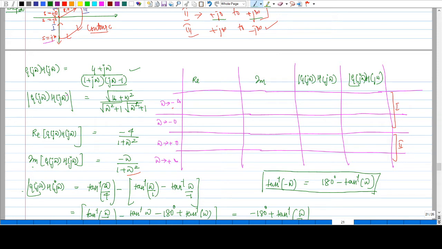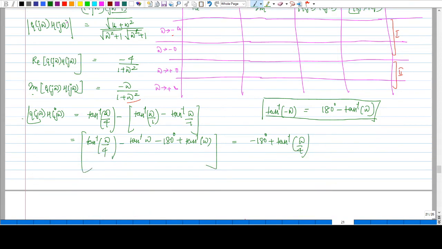The real part is minus 4 divided by 1 plus omega square, and the imaginary part is minus omega divided by 1 plus omega square. These two can be obtained when you rationalize this function. The angle is equal to tan inverse omega by 4 minus tan inverse omega by 1 minus tan inverse of omega by minus 1.